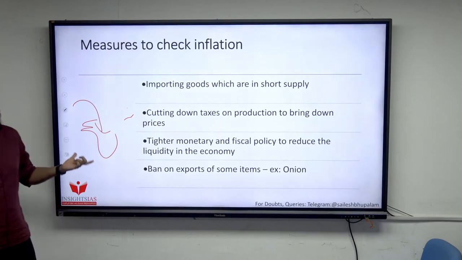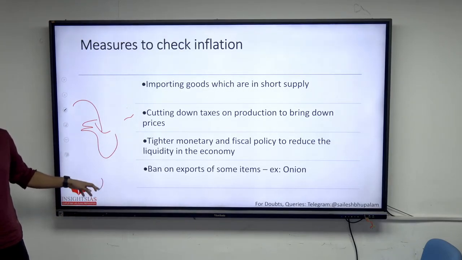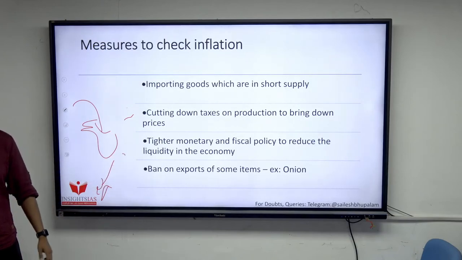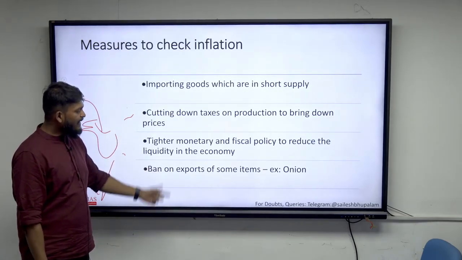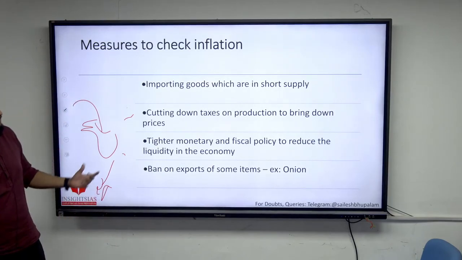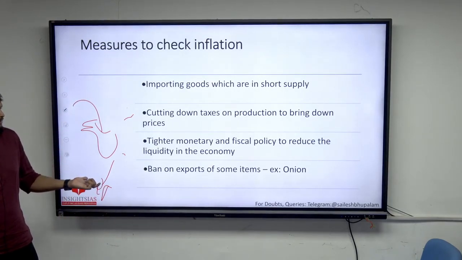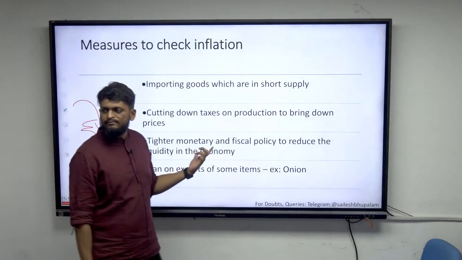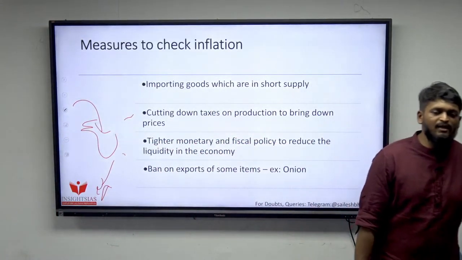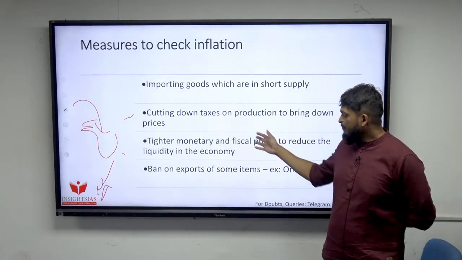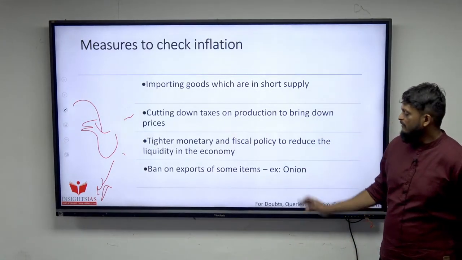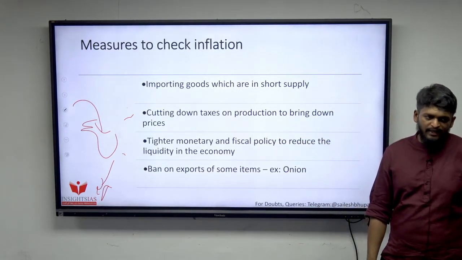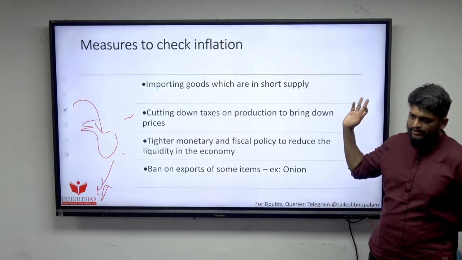Cutting down taxes on production to bring down prices. As of now, tax on some item is 28%. If you bring it down to maybe 3%, a 25% reduction in price will happen immediately, or not? So this is a direct impact that will happen immediately. That is one more measure. Tighter monetary and fiscal policy to reduce liquidity. Tighter monetary policy means reducing the demand, reducing the cash, that means reducing the money supply, by increasing interest rates. And fiscal policy means by increasing taxes and reducing spending, we do the same thing to reduce the liquidity in the economy. As liquidity reduces, demand reduces. As demand reduces, inflation reduces.